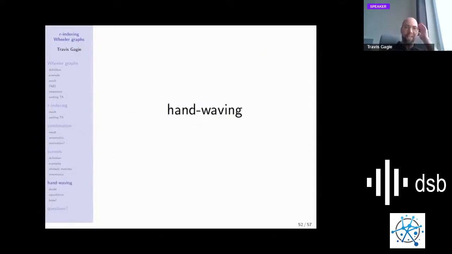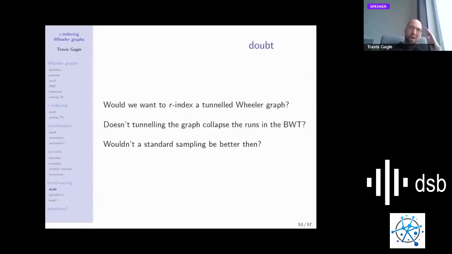Okay, so why do you want this? So here's, why would you want to R-index a tunneled Wheeler graph? Because the tunneling takes advantage of the repetitive structure, so it already collapses the runs. So wouldn't a standard sampling be better? So if you're already trying to take advantage of the runs, of the repetitiveness when you're tunneling, can you then try to take advantage of it again for R indexing?